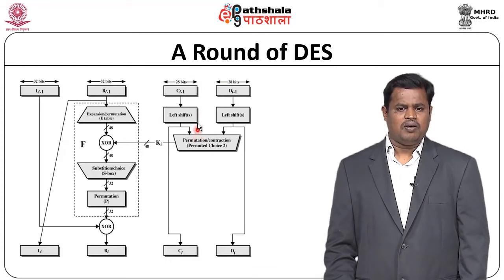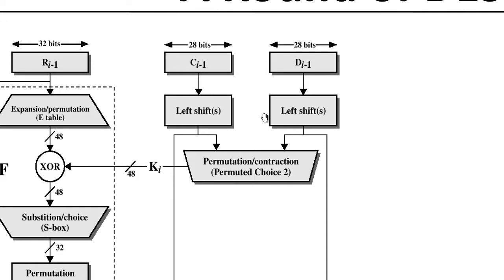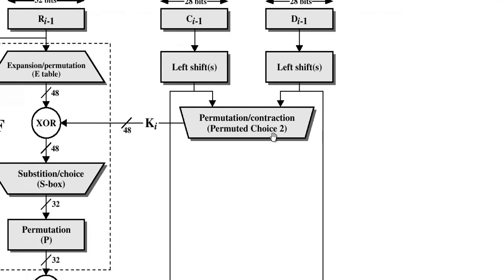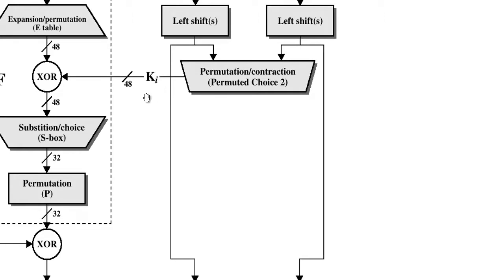So, we already know you have a 56-bit key, that means after removing the parity bits from the 64-bit key, we got 56. This 56 is going to be divided in half, that is 28 and 28, left and right, and it goes for a shift operation, and it is also doing some kind of permutation operation, and finally it will be generating a Ki.